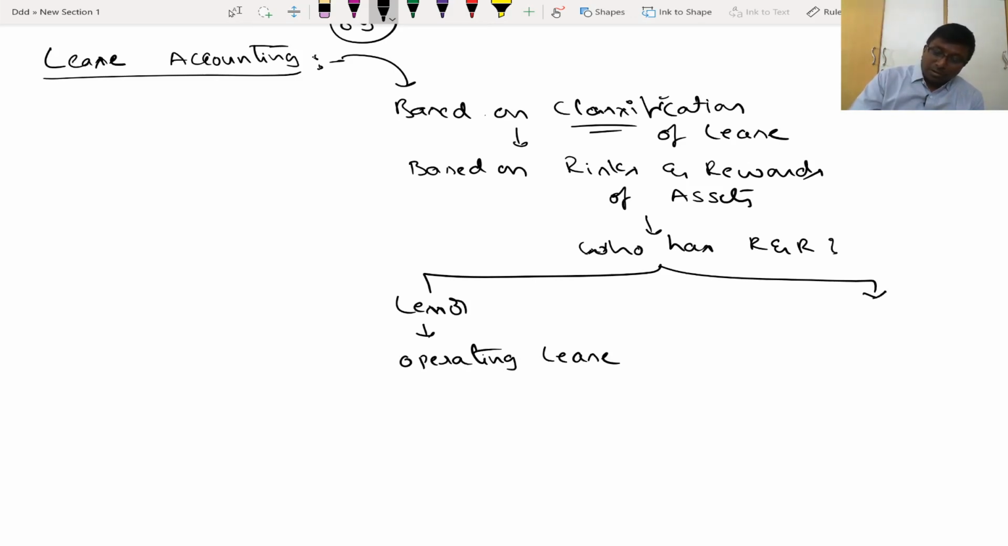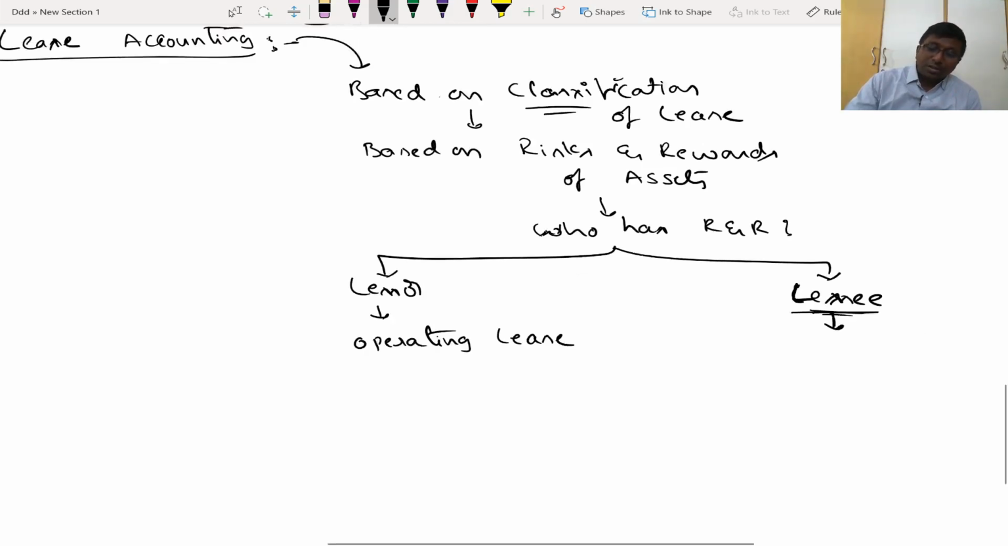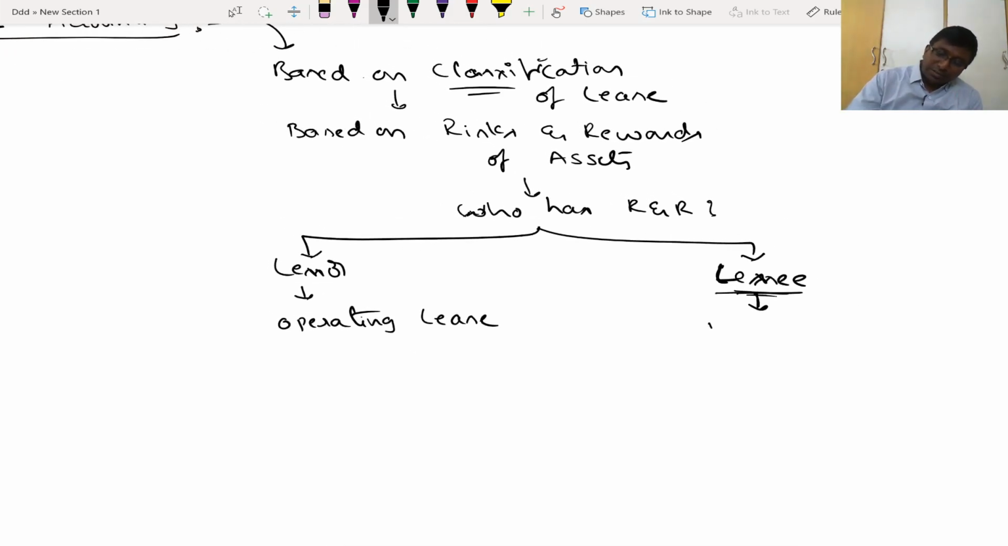If you say, who has risks and rewards? Then the lessee has risks and rewards. We say the lessee has risks and rewards. Who has risks and rewards, my dear? The lessee has the risks and rewards. The minute you say that, we classify it as a finance lease.